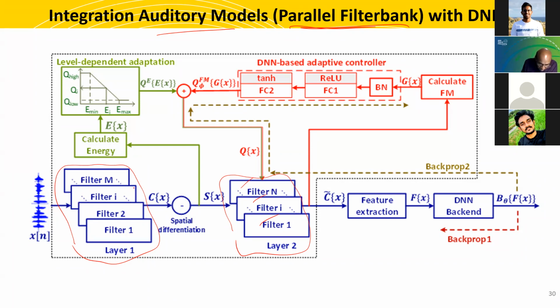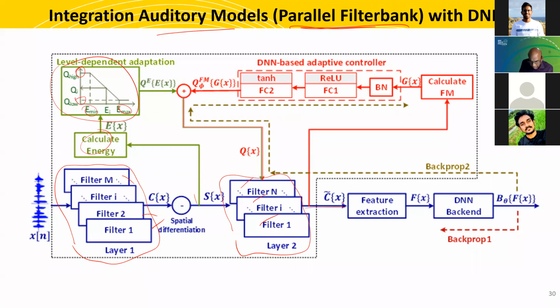After spatial differentiation, we get the signal and calculate the energy. If the energy is high, we change the Q to a low value. If the energy is minimum, we go to a high value of Q. And if the energy is in between, we set the Q accordingly. So we have a predetermined scheme based on various characteristics. We don't need that; we can integrate that here as well. But we want to go step by step.